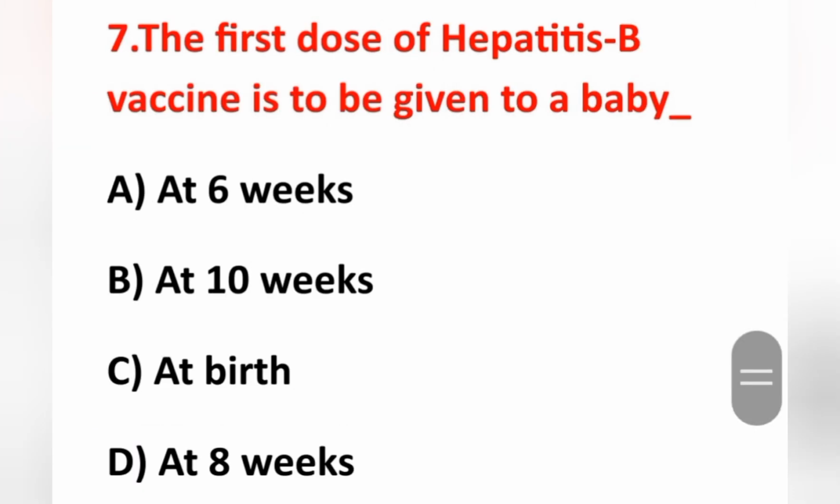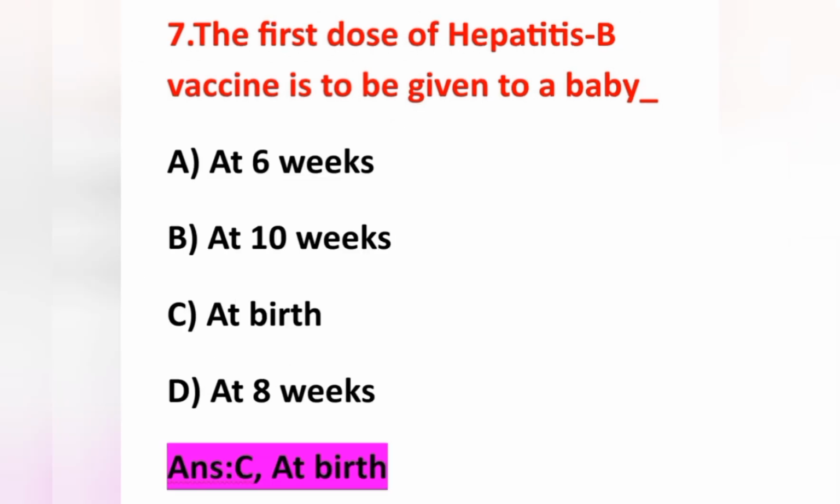And the seventh question, the first dose of hepatitis B vaccination is given to the baby. Options are option A at 6 weeks, option B at 10th week, option C at birth, and option D at 8th week. Here, the first dose of hepatitis B vaccination is given at birth. Option C is the correct answer. At birth, the baby gets the BCG vaccine, oral polio vaccine at zero dose, and hepatitis B vaccine. So here the first dose of hepatitis B is given at birth.